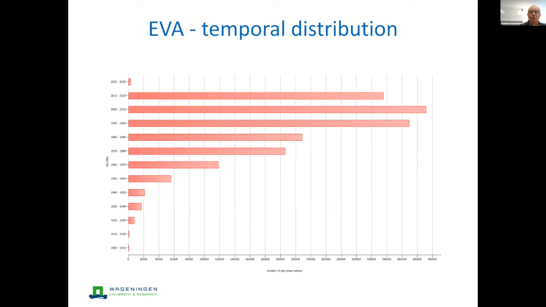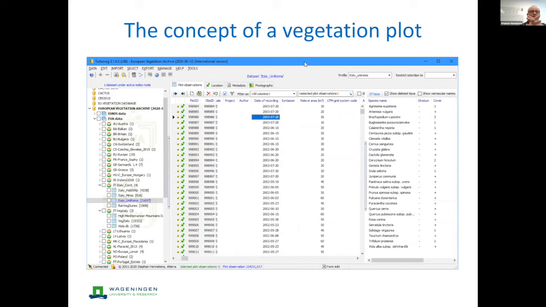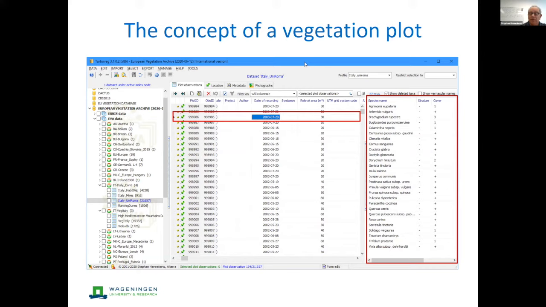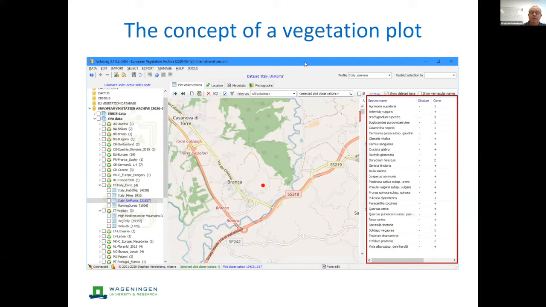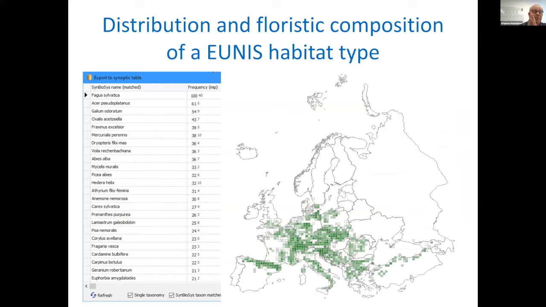So we are talking about vegetation plots, but what is the concept of a vegetation plot? It is in fact a recording of the coexistence of species at a certain time, at a certain spot. So again, a list of species at a certain date, at a certain spot. That's the whole concept of a plot. And of these plots, we have 2 million in our database. So here you can see the distribution of a certain habitat type. On the left side, you see a list of species with a frequency. So for example, in this case, I have selected all the plots with Fagus sylvatica, which is the beech. And it occurs in 100% of all the plots.